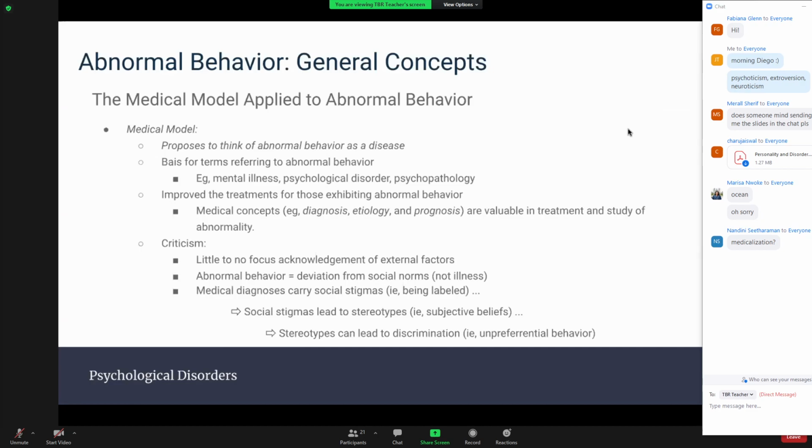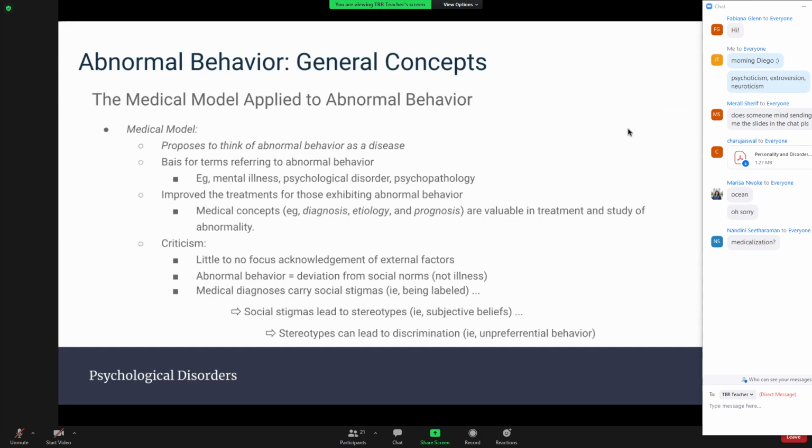So that's exactly what's happening. We're using the medical model. There's a medicalization of abnormal behavior. So there are some criticisms to it, obviously. One of the main criticisms is that there's no acknowledgement of the external factors. So in the medical model, in the case of, for example, the women in the Salem witch trials, there is little concern for the fact that they were experiencing distress because of the external forces in their society that were being applied to them as women.